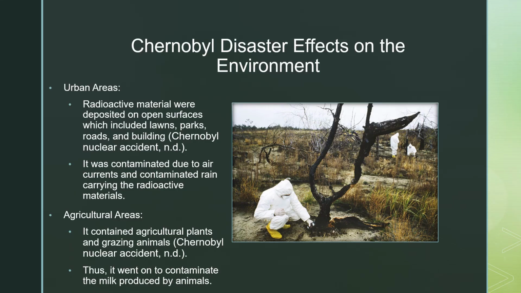The Chernobyl disaster effects on the environment include urban areas and agricultural areas. For urban areas, radioactive material was deposited on open surfaces such as lawns, parks, roads, and buildings. It was contaminated due to air currents and contaminated rain carrying the radioactive materials. For agricultural areas, it contaminated agricultural plants and grazing animals. Thus, it went on to contaminate the milk produced by animals, more specifically cows.